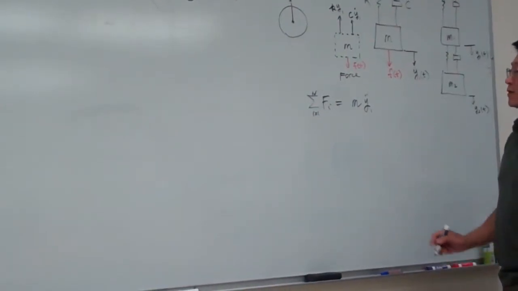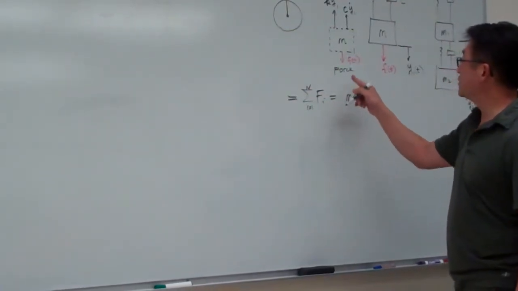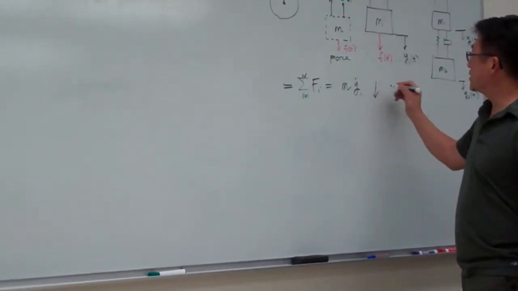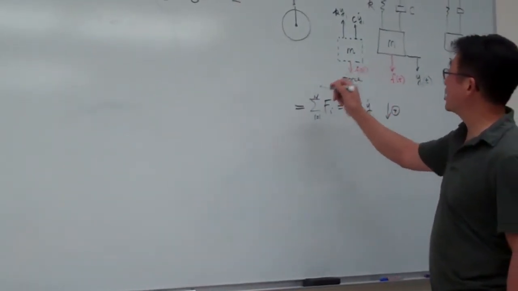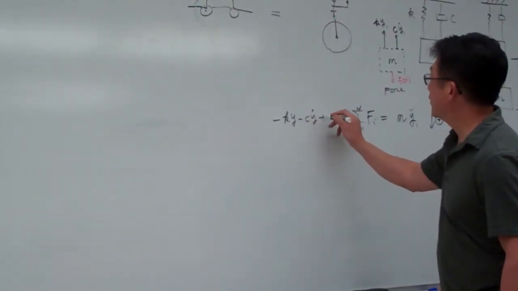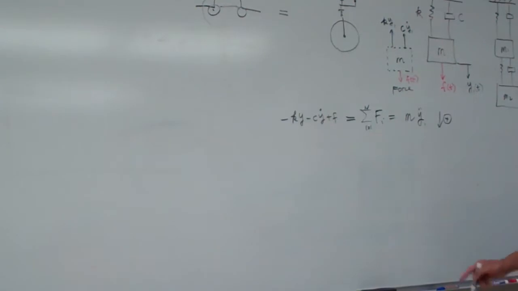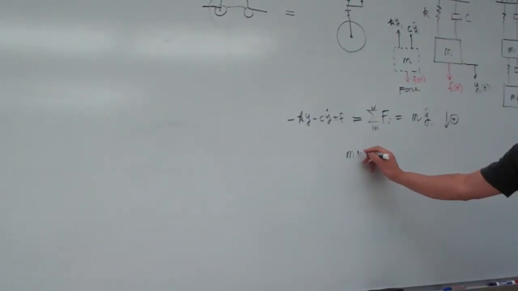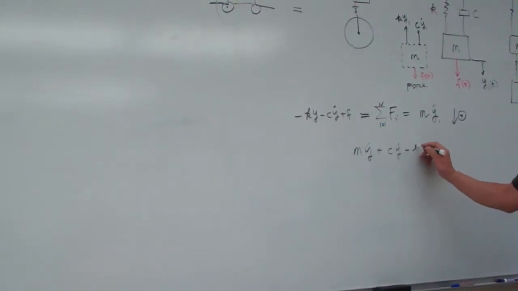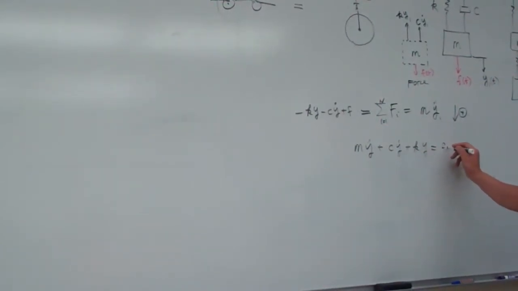Okay. So that means here we can see all the forces, and here we take the sign, and here should be downward, take the positive. So that means minus ky minus c y dot plus f. So for this one we have m y double dot plus c y dot plus k y equal to f of t.